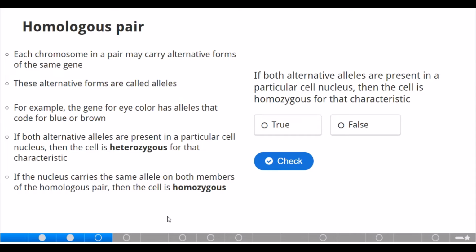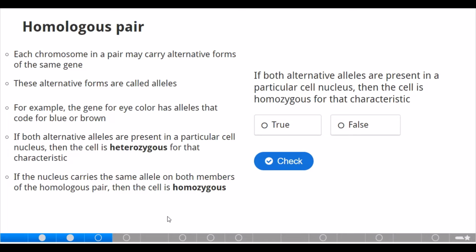The homologous pair. Each chromosome in a pair may carry alternative forms of the same gene. The alternative forms are called alleles. For example, the gene for eye color has alleles that code for blue or brown. If both alternative alleles are present in a particular cell nucleus, then the cell is heterozygous for that characteristic. If the nucleus carries the same allele on both members of the homologous pair, then the cell is homozygous.